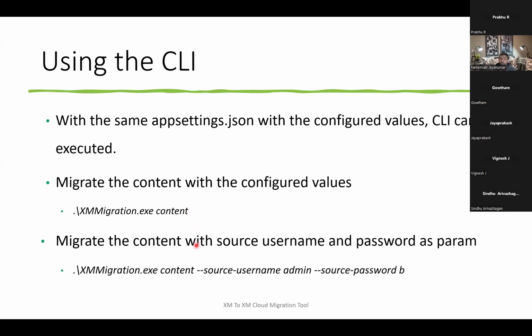And coming to some other details. In case you don't want to store the source username and password in the JSON file, you can just pass them as part of the parameters. This helps when you want to run it as part of the pipeline where you don't want to store them in the JSON file; you just pass them as environment variables or from secrets. Then this particular CLI will help you migrate the content with the username and password as well.